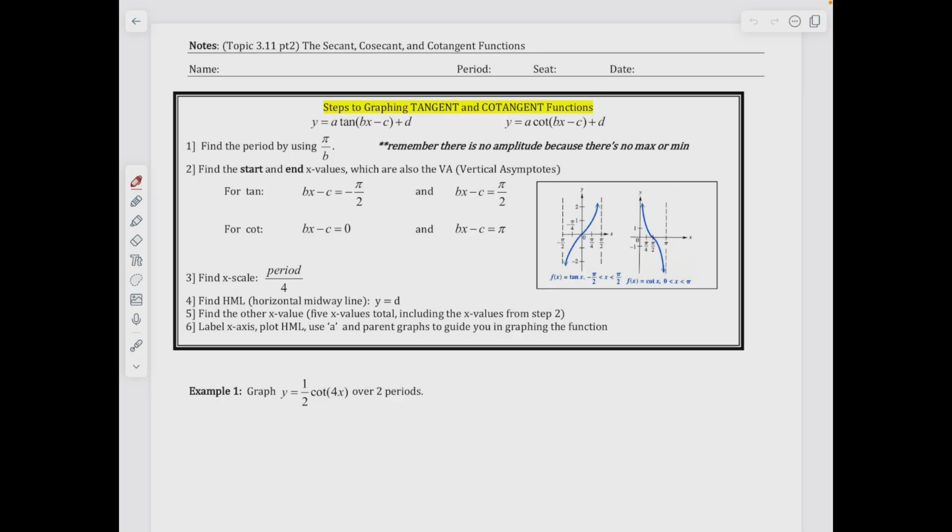Let's start our topic 311 part 2 notes. So we're going to focus on secant, cosecant, and cotangent, but this time with our transformations. Just like we have for the other previous trig functions, we're going to focus in on how to graph one or two periods of these things.